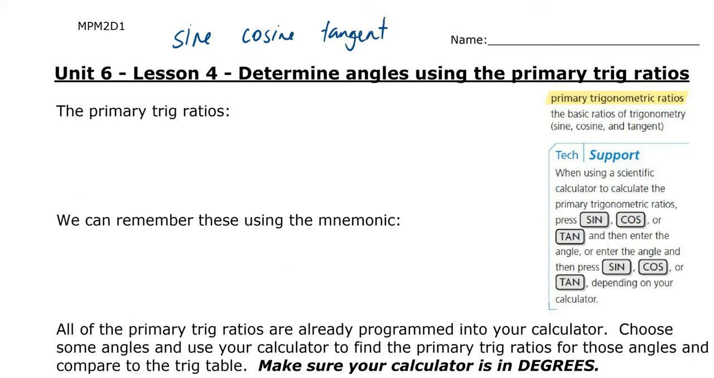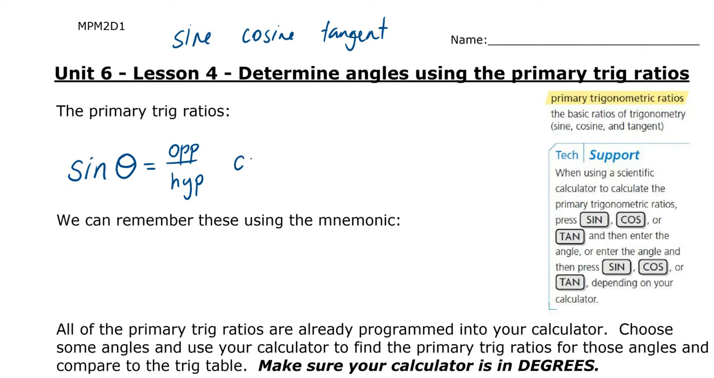Now we write abbreviations for these ratios. We call them sine, with S-I-N. And we usually denote this by saying the sine ratio of a marked angle, theta, is equal to the ratio between the length of the opposite side divided by the length of the hypotenuse side.